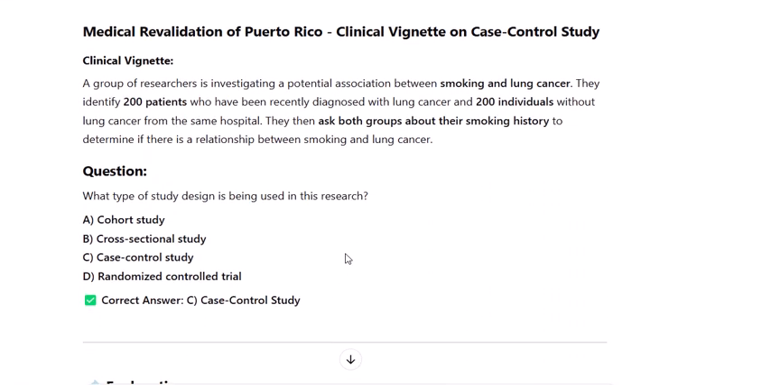Medical revalidation of Puerto Rico, clinical vignette on case control study. Clinical vignette. A group of researchers is investigating a potential association between smoking and lung cancer.